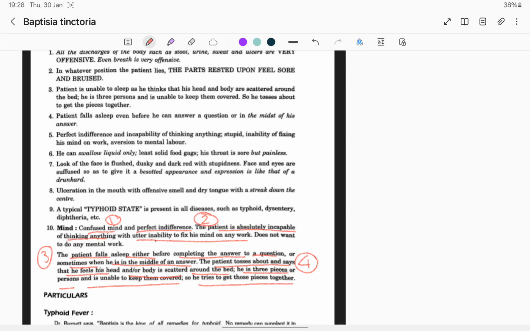Number one, confused mind and perfect indifference. Number two, the patient is absolutely incapable of thinking anything, doesn't want to do any mental work, aversion to mental exertion, cannot fix his mind on any work. Number three, the patient falls asleep either before completing the answer to a question or in the middle of the answer. Fourth point, the patient feeling like he is in three pieces. He tosses about and says his head or body is scattered around the bed and he tries to get those pieces together.